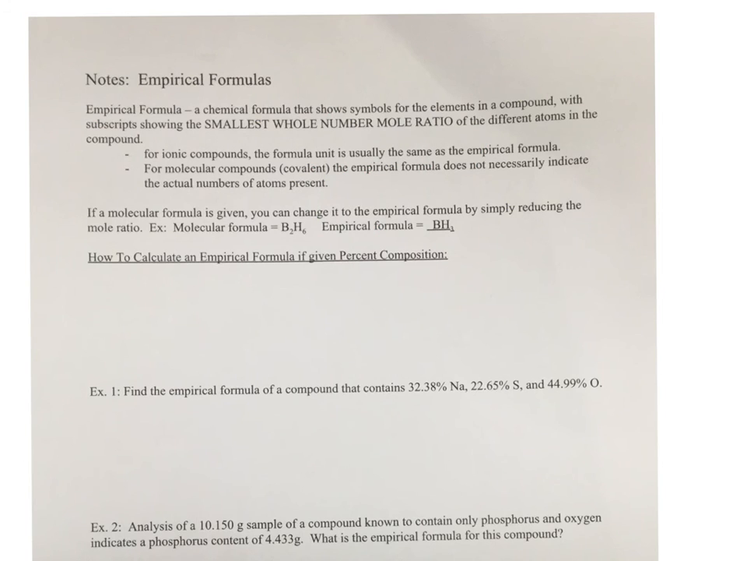So empirical formulas. Empirical formulas are ones that we call simple or simplest. And it does not mean that it is super simple to calculate. It becomes super simple when you practice doing your homework. But we call them the simplest formula because their subscripts cannot be reduced any further. Okay? So empirical formulas have the smallest whole number mole ratio of all those different elements that are making that compound.